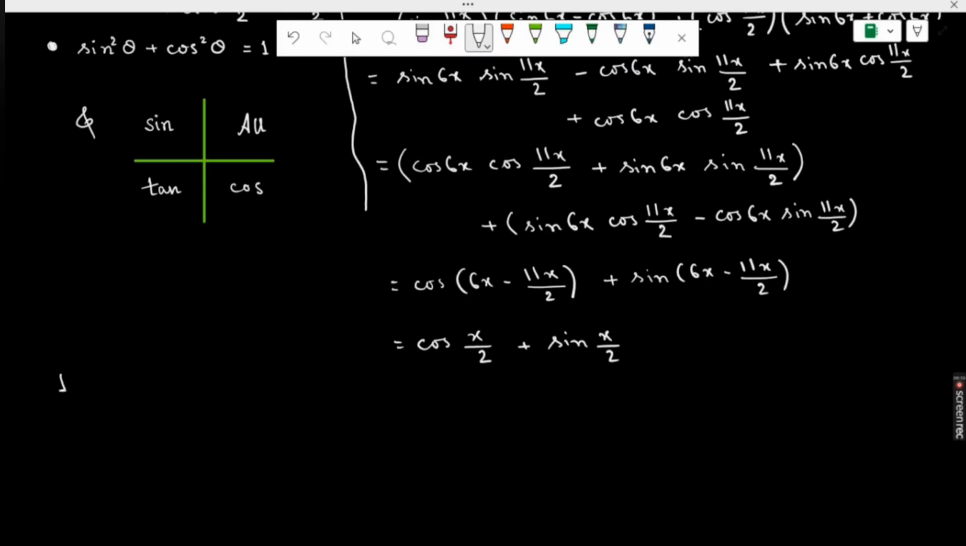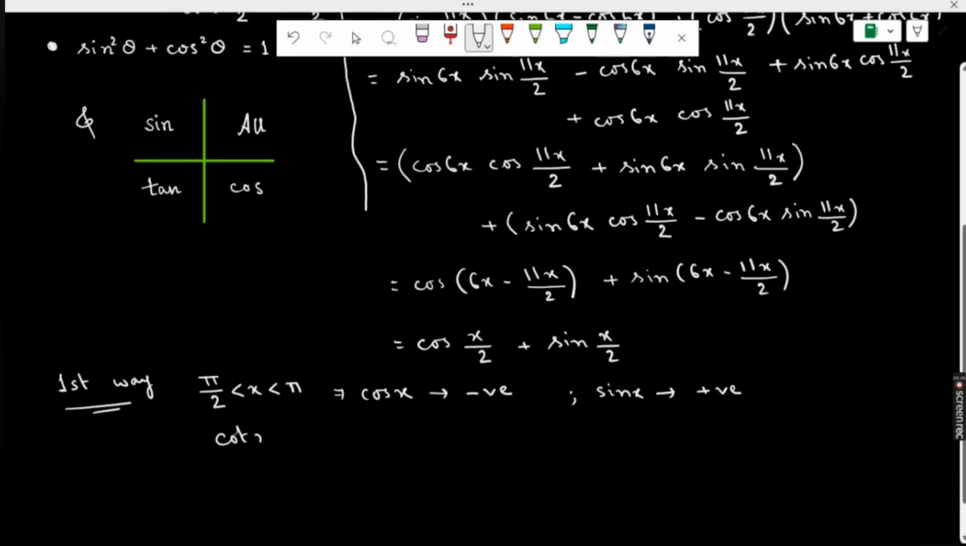So first, it is given that pi by 2 less than x less than pi. That means x is in the second quadrant. So we know that cos x will be negative and sin x will be positive.